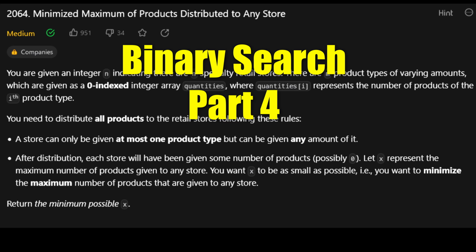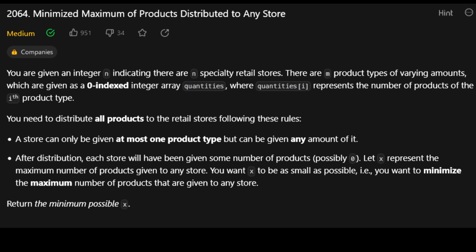Continue with our binary search series. Today I will solve question 2064, minimize maximum of products distributed to any store.